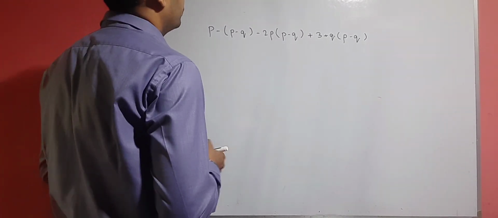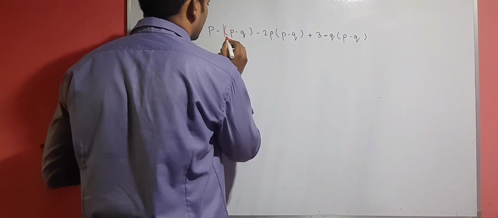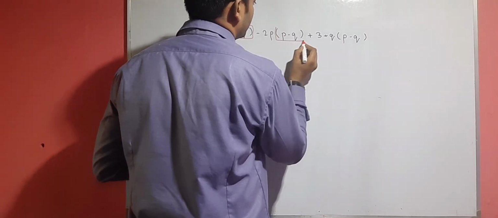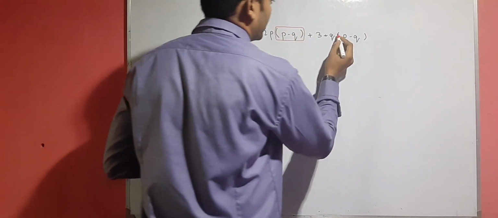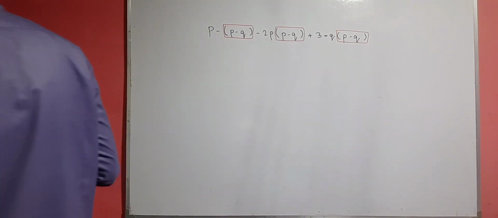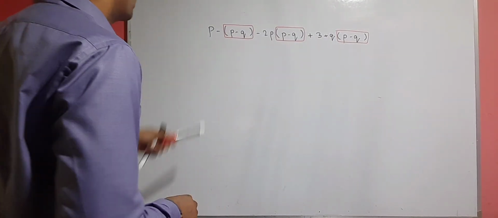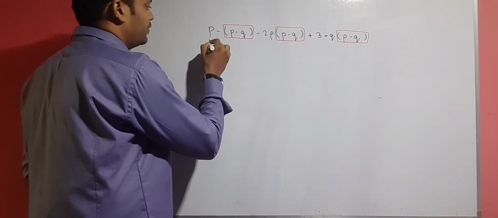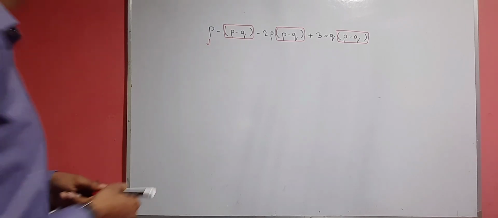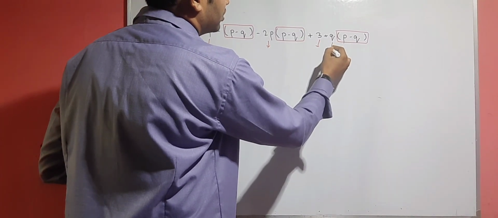Brackets are there, means it's a complete unit, one term. First, because many terms are there, you should not get confused. So whenever brackets are there, that's one complete term. Now what is being left? This is being left, this is being left, and this is being left.